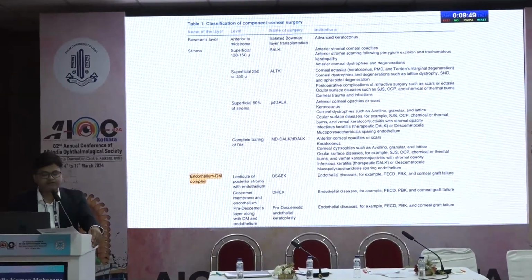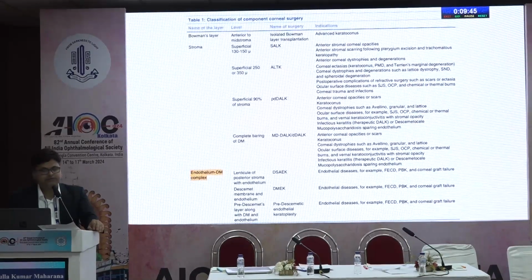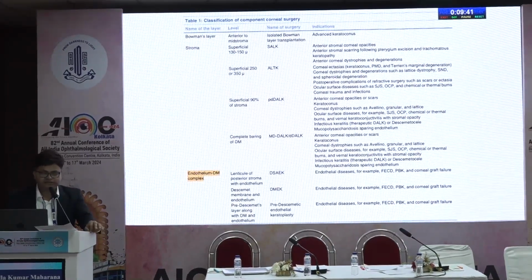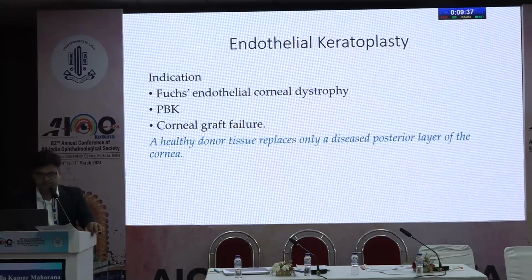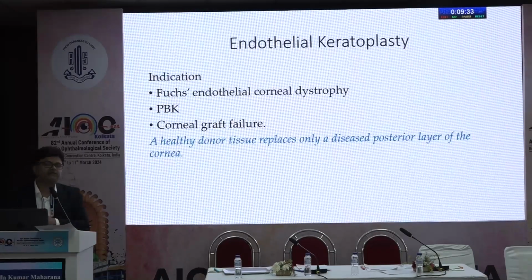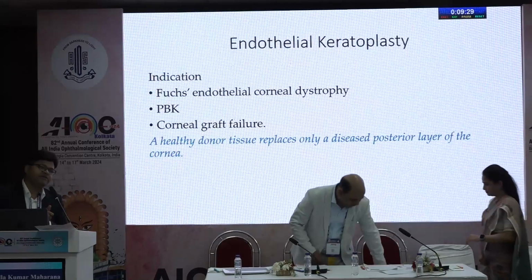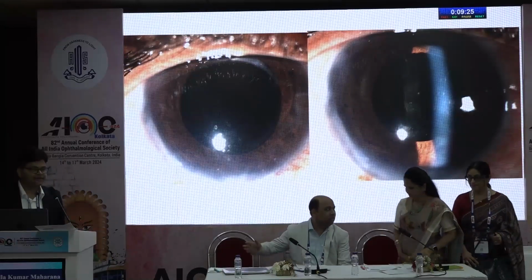In EK, what we do, we transplant endothelium or endothelium-stroma complex. So there are classically 2 techniques at present. One is DMEK, one is DSEK. Few people prefer to do PDEK also. That is also a good technique. So what is endothelial keratoplasty? Basically, these are the 3 common indications that we see in our clinical practice. So you replace the endothelium or endothelium-stromal complex of the diseased one. There are some rare indications also.